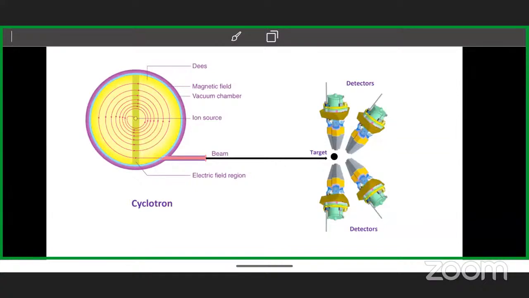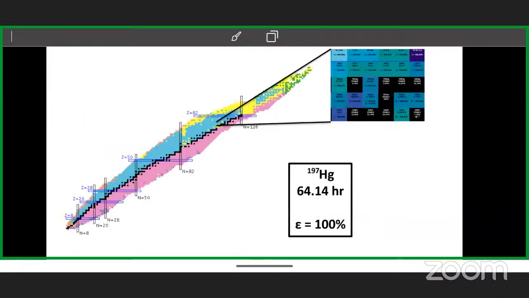Just like in Rutherford's experiment, the weak alpha source is now replaced by a very powerful cyclotron, the particle accelerator, and the target is now a much thinner and purified target. And in place of fluorescent screens, we have highly sophisticated detectors. So here's the plan. We need to study the 197 Mercury nucleus, whose half-life is 64.14 hours, and this is a non-naturally occurring isotope of mercury.